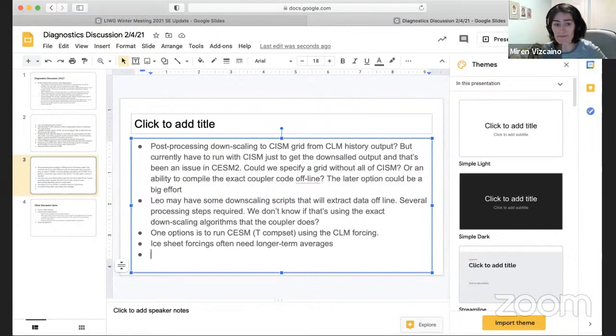Okay. Yes. So some of that is just related to history changes in general. So maybe more history output from the coupler, and then documentation on how to handle history output from CESM to get different options for what you want. Not necessarily actual tools, but information about how to get different sorts of history out of CESM. Would that be helpful for you or your group, Miren?